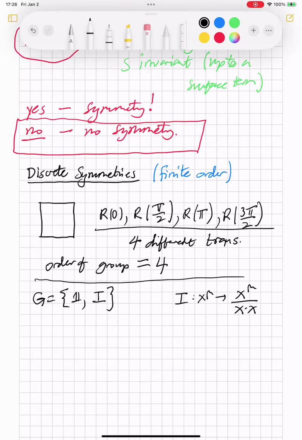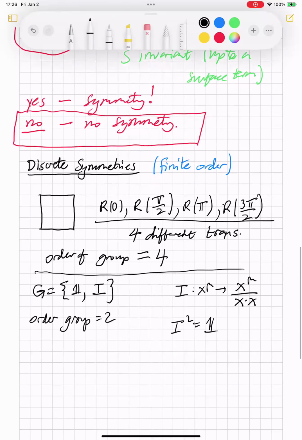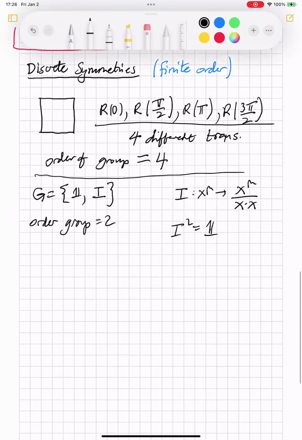It turns out that this is a group. Why? Well, I squared is just the identity. So you can check that this is a group that satisfies all of the axioms of the group. There are 2 elements in this group, so the order of the group is 2. So there's a discrete group that would operate in the CFT. And there may be other discrete groups. If you, for example, look at bosons, then you've got the group of permutations where you permute the particles.